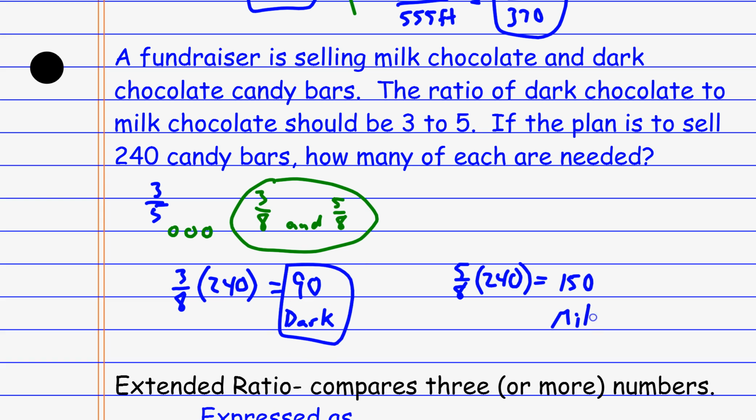and 150 milk chocolate. Okay, so by taking the ratio and switching around, because there's the ratio of milk to dark chocolate, but then we can convert that to a ratio versus the total, which allows us to kind of multiply this thing out. Okay.